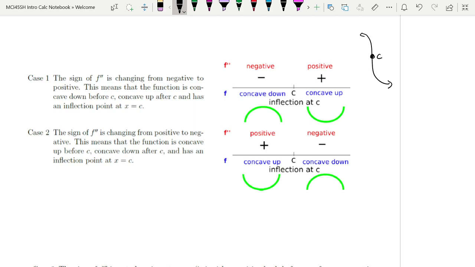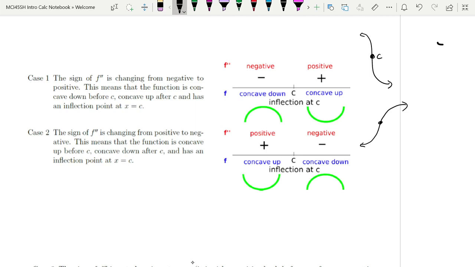If C is a point of inflection, and you go from positive on the left to negative on the right, that means you go from concave up to concave down. So that'd be something more like this. Oops, oh, sheesh. Let me draw that better. So that'd be something more like this, right? It was concave up, and then it became concave down.